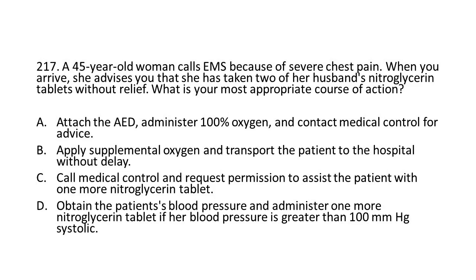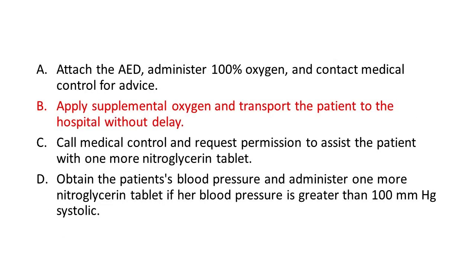B. Apply supplemental oxygen and transport the patient to the hospital without delay. C. Call medical control and request permission to assist the patient with 1 more nitroglycerin tablet. D. Obtain the patient's blood pressure and administer 1 more nitroglycerin tablet if her blood pressure is greater than 100 mm of mercury systolic. The answer is B. Apply supplemental oxygen and transport the patient to the hospital without delay.